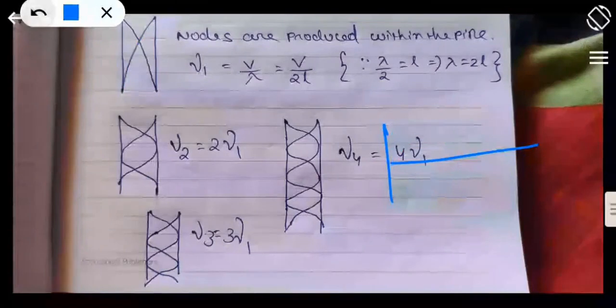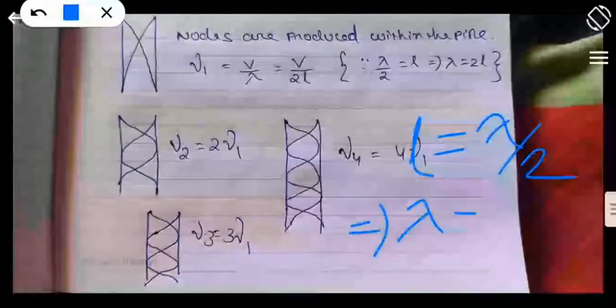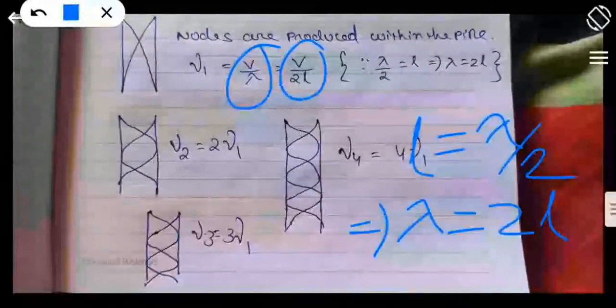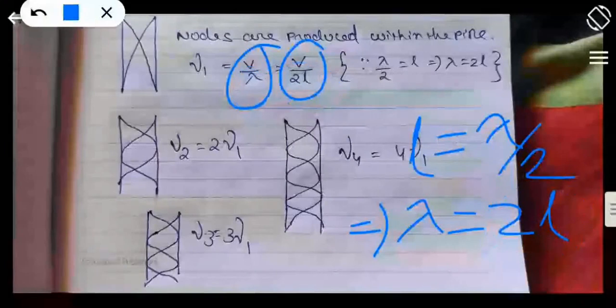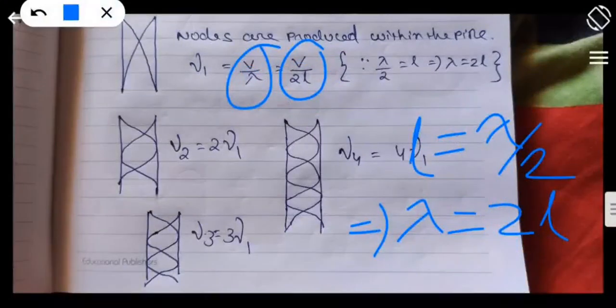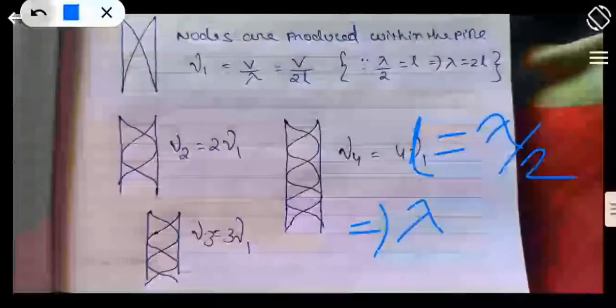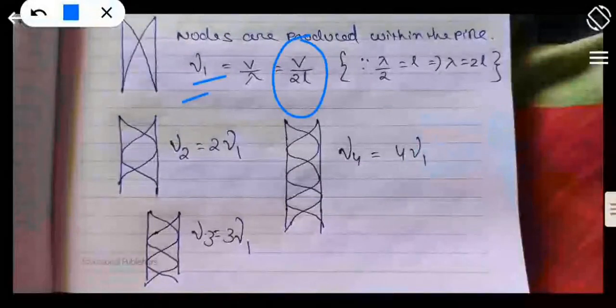Okay, so now let us place it. Nu 1 is equal to v by lambda. And as I told you, length is equal to lambda by 2, so this implies lambda is equal to 2L, right? So this is v by lambda, so this is v by 2L. Instead of lambda I am putting 2L here. So according to the formula, frequency nu 1 is equal to v by 2L, same as that of the string. In the string case we also achieved nu 1 is equal to v by 2L, right?